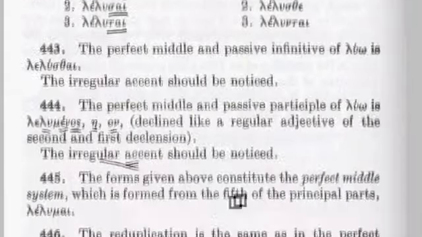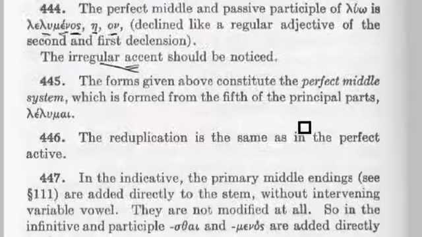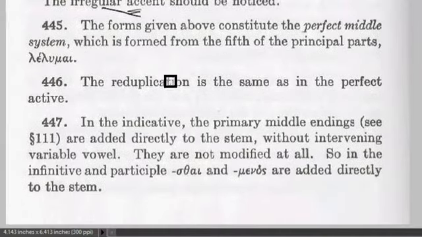The forms given above, he says, constitute the perfect middle system, which, by the way, includes the perfect passive system, and that's the fifth of the principal parts. And so, if you're counting accurately, that does cover all of the principal parts of the Greek language, 1 through 6, and rounds out our discussion then of the Greek verb in that sense.